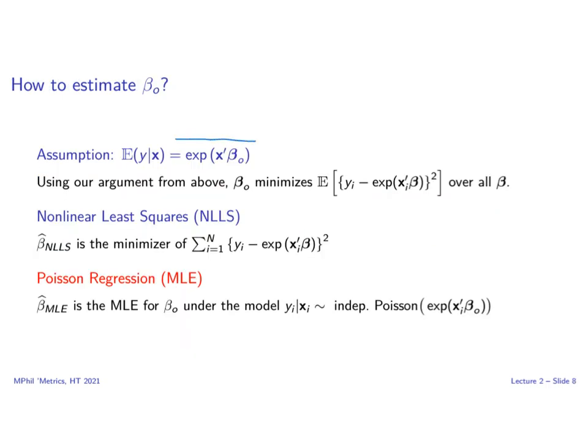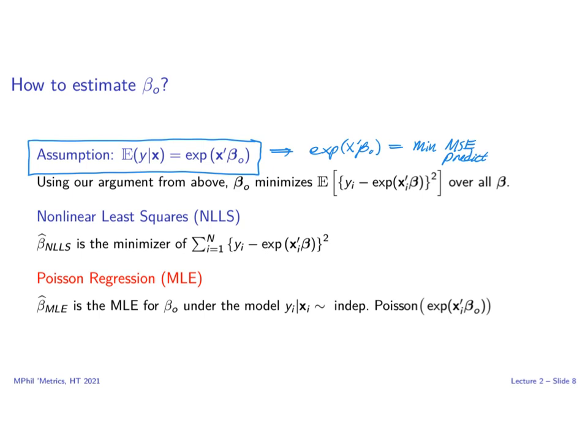Throughout this lecture, we will assume that the expected value of y given x is e to the x prime beta naught, where beta naught is the unknown true parameter of the conditional mean function. As you recall from our lecture on minimum mean squared error prediction, that means that beta naught is the solution to the problem of minimizing the expected value of (y minus e to the x prime beta) quantity squared over all possible parameter values beta. So, how might we go about trying to estimate beta?